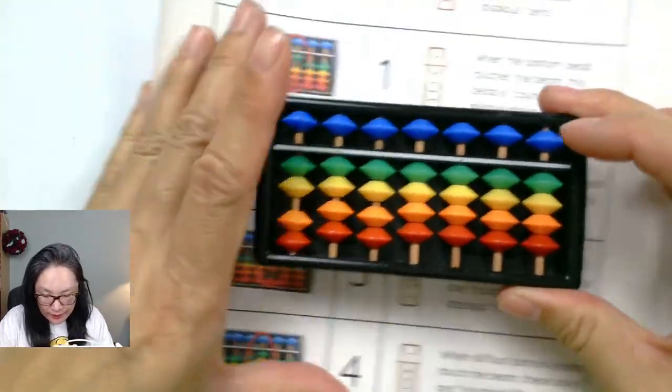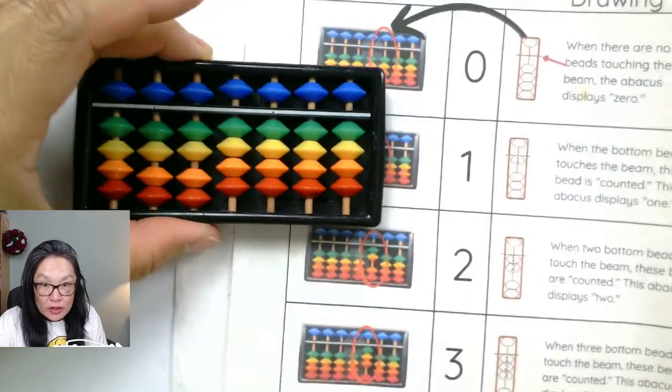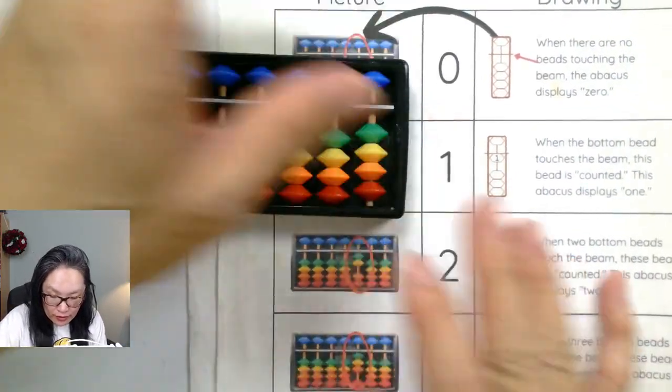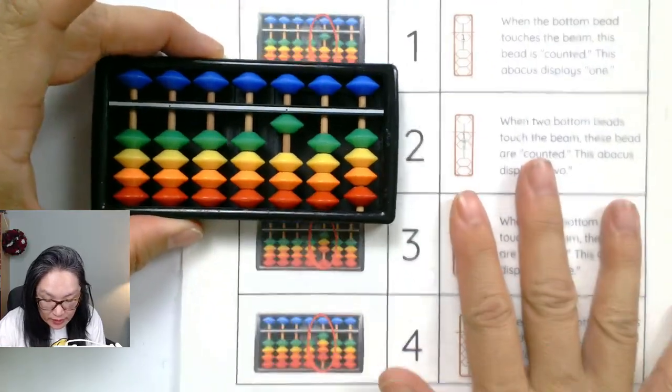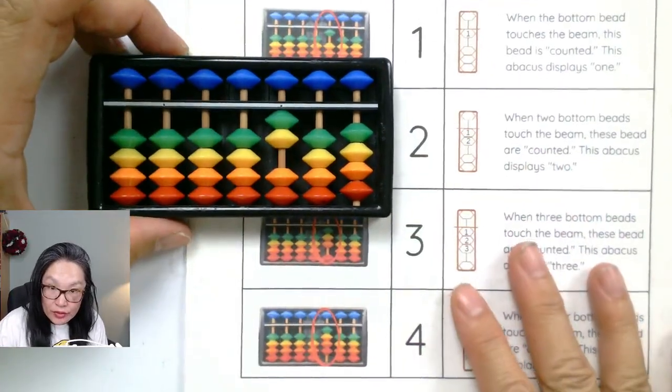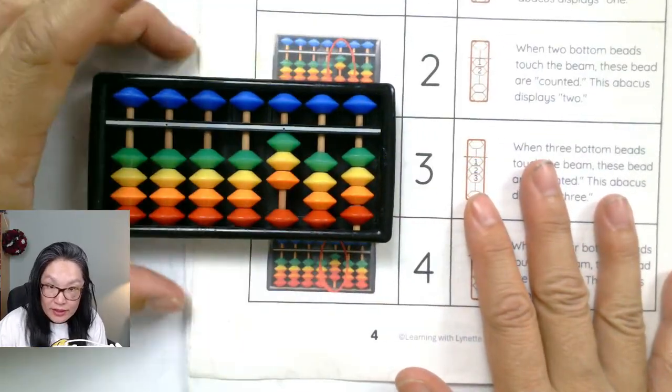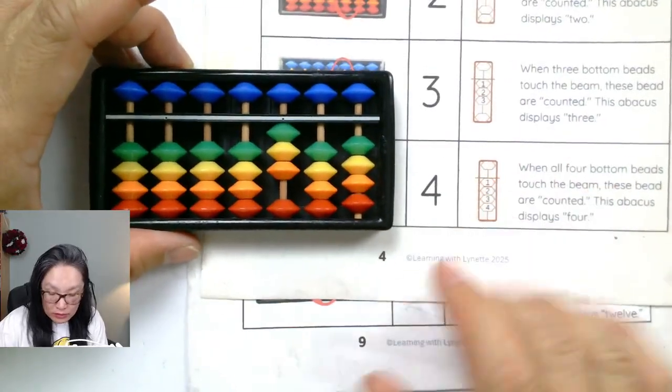Here we go. So when we look at it, we have 0. That's what 0 looks like. And then we have 1. That's 1. And then there's 2. We have 3, that's 3, and 4.